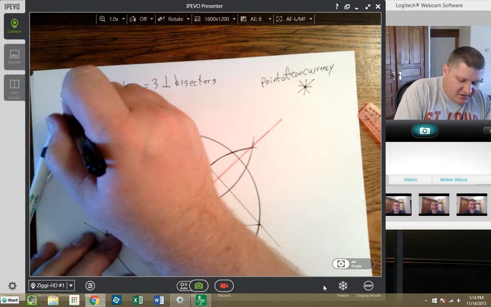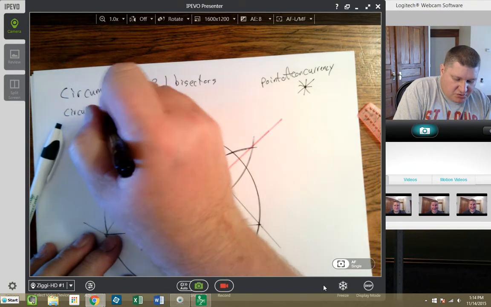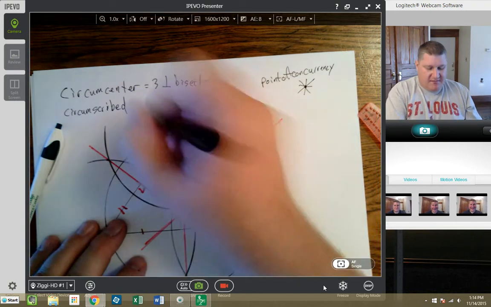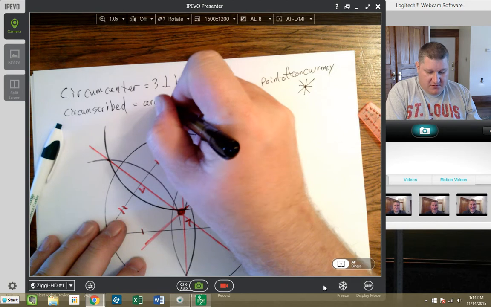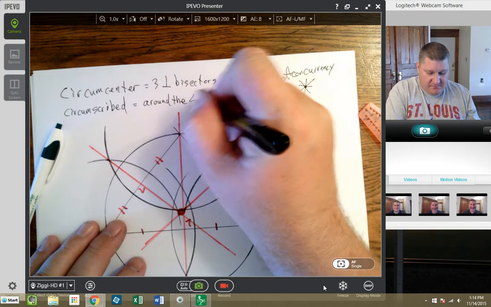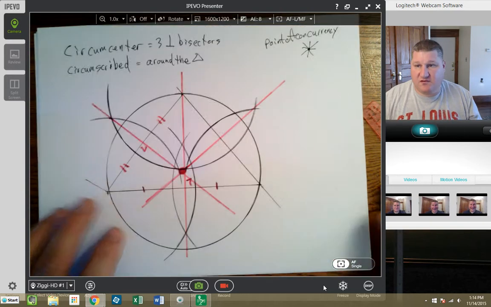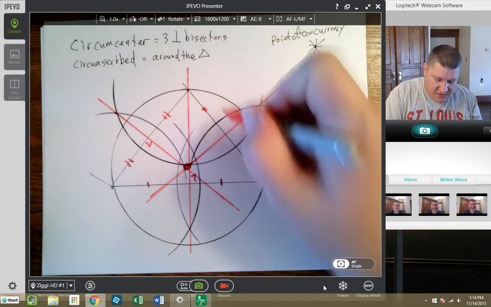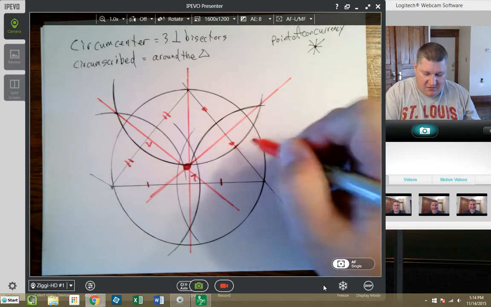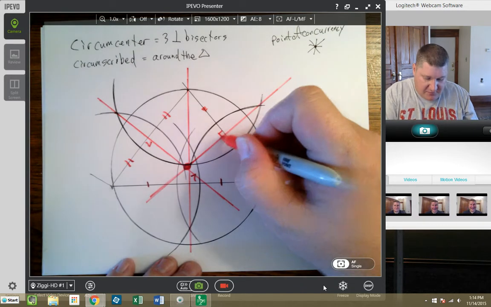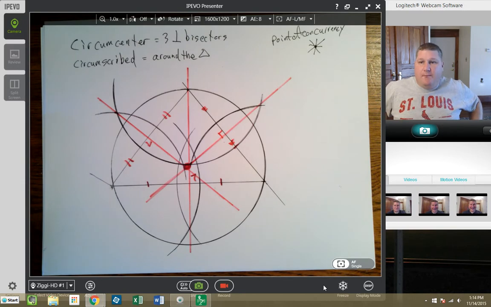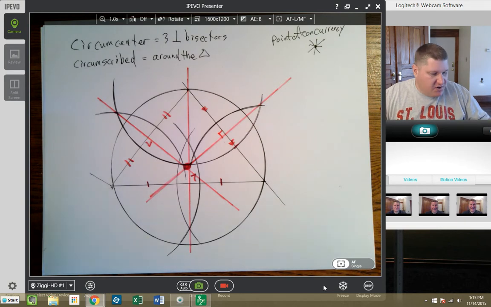And now this triangle is circumscribed. Circumscribed, meaning around the triangle. So circumscribed, which means it goes around the triangle. And again, this one would be 1, 2, 3, 1, 2, 3, because those are congruent. Because that makes it perpendicular and bisector. It's a circumcenter.